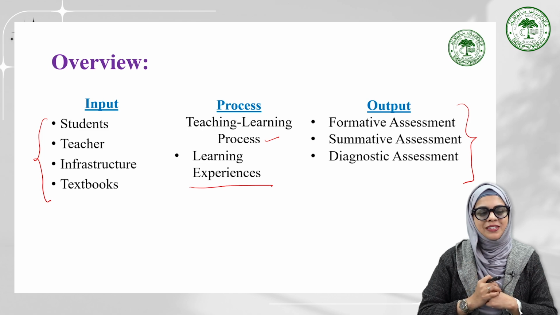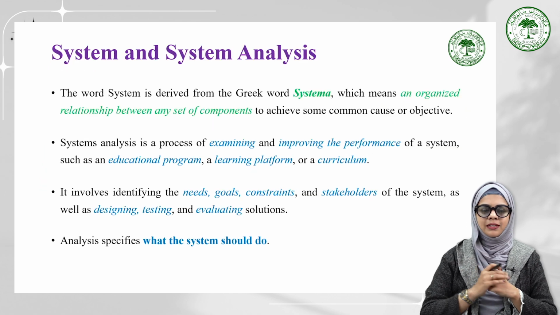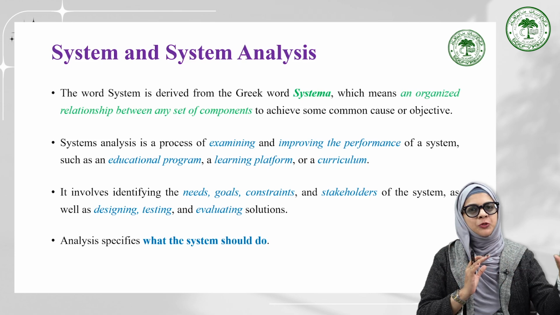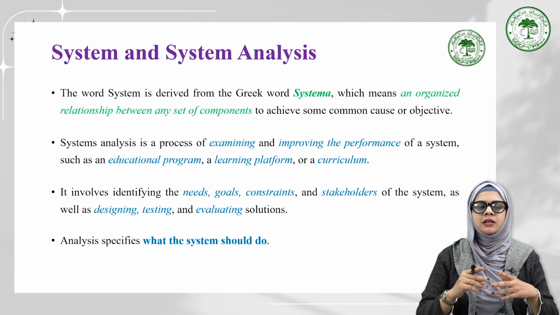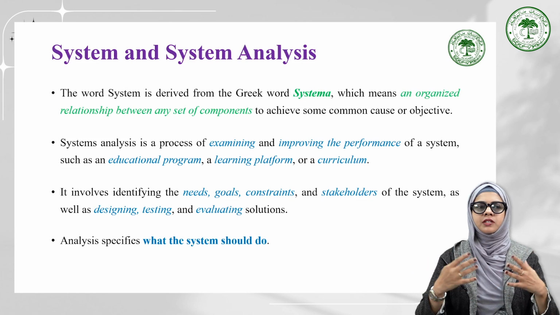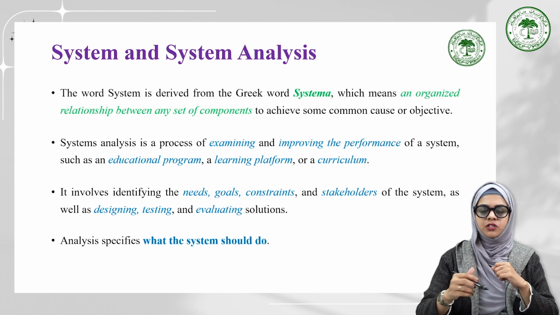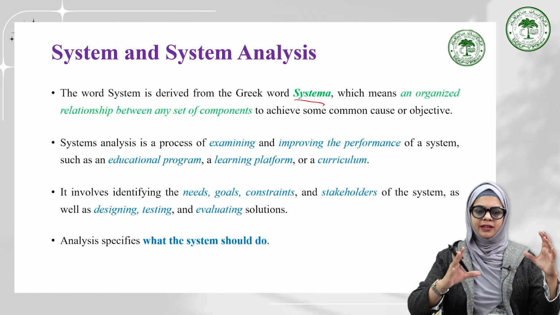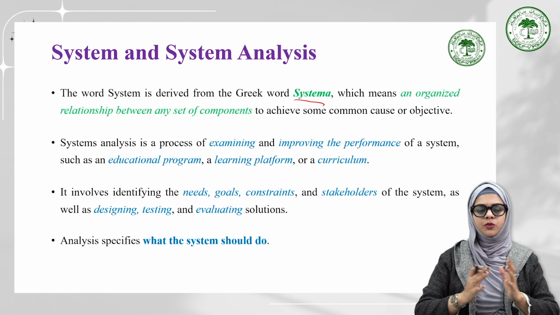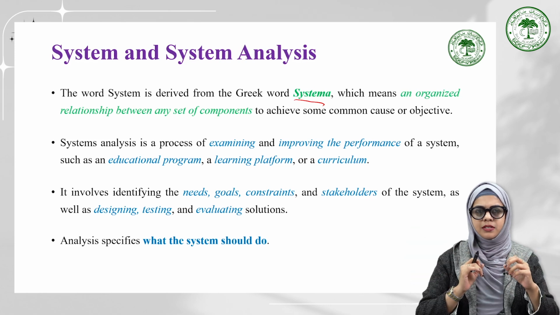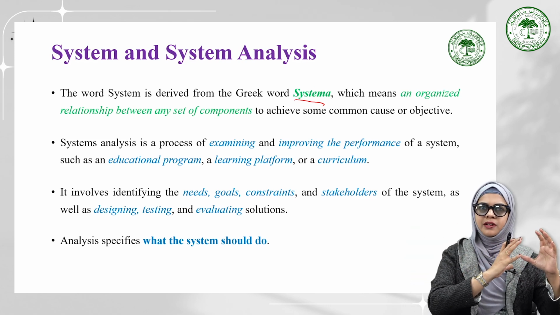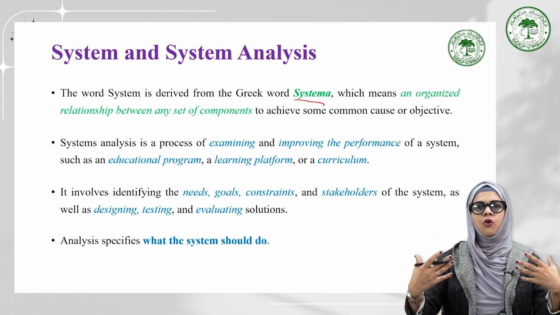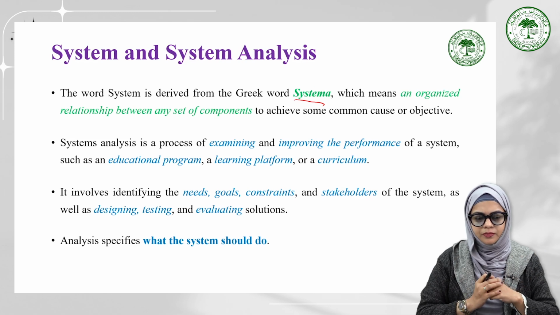So let's move forward. Coming to a quick recap of the two earlier lectures, we talked about system, which has been derived from a Greek word, systema, right? Which is something that is organized. There's an organized relationship between any set of components, and basically the components are arranged in such a way that we achieve a common cause or a common objective.